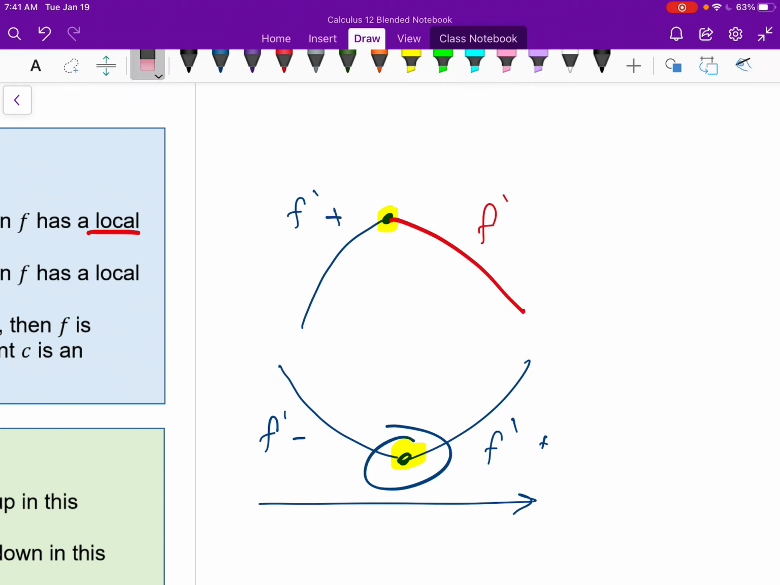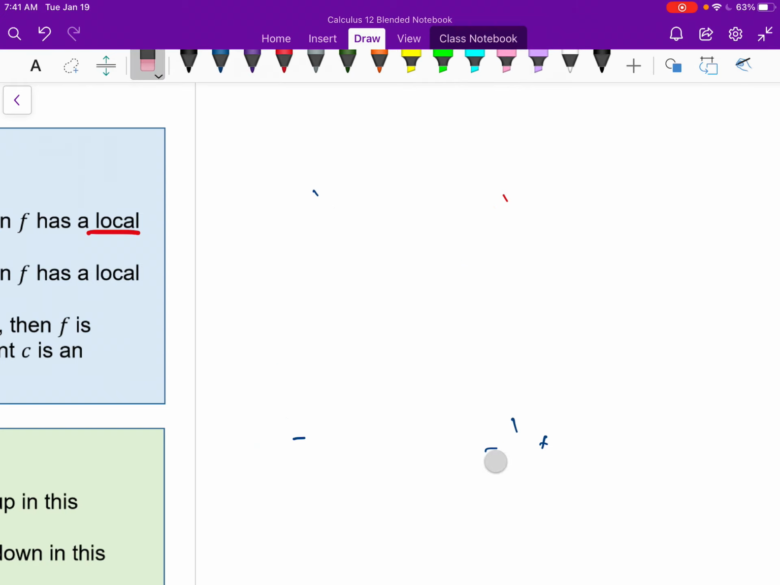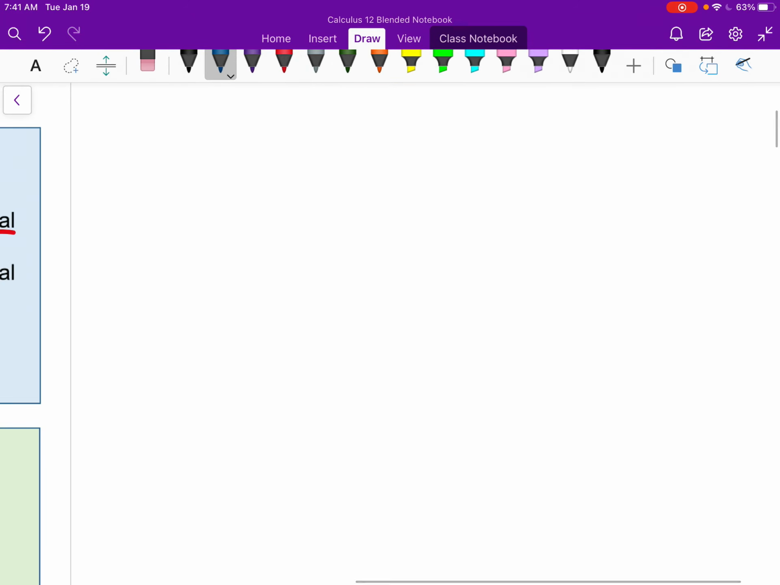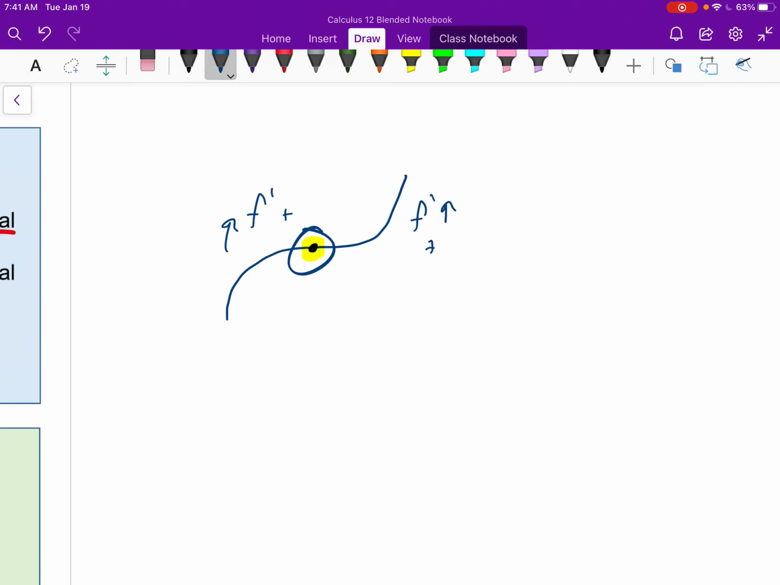And the last example, I'll erase all this, is what if the sign doesn't change? It's still a critical point, but the sign doesn't change. It's still positive on both sides, or negative. Well, one example would be something like this. There's a critical number right there. The derivative right there is 0. But notice on the left-hand side, the function is increasing, so the derivative is positive. On the right-hand side, the function is increasing, so the derivative is positive. It's just at that instant the derivative was 0. And this is neither a max nor a min.